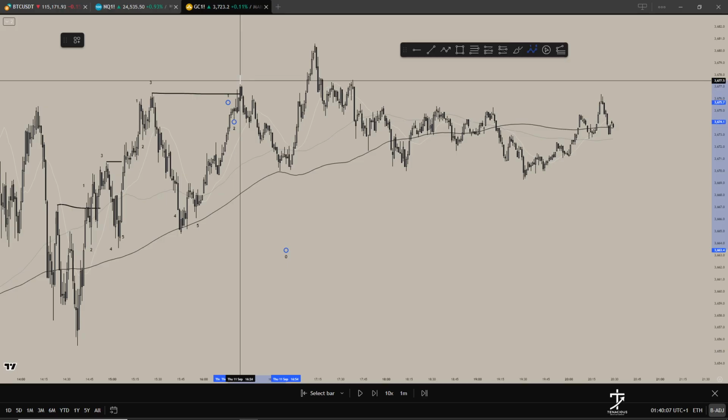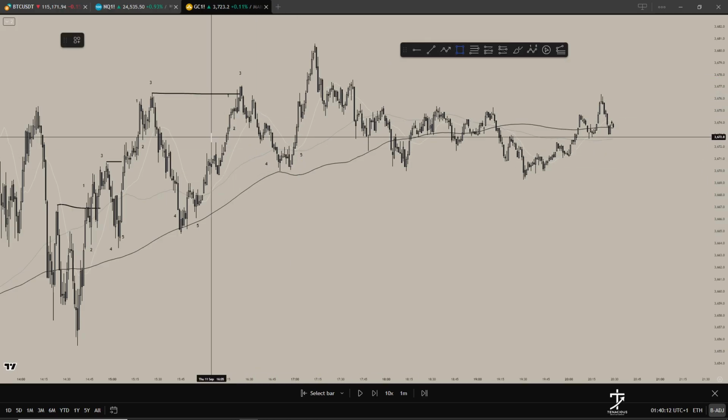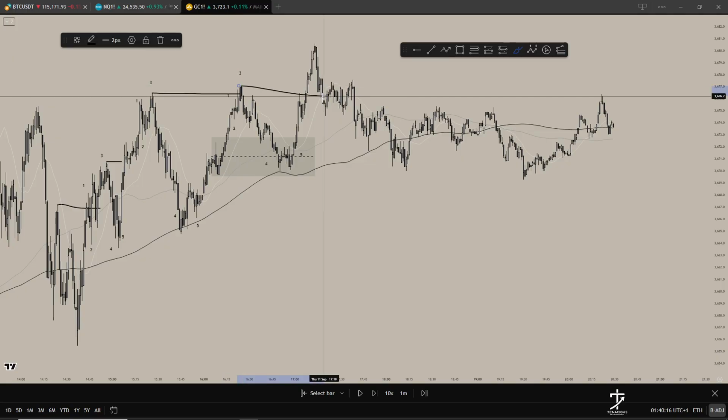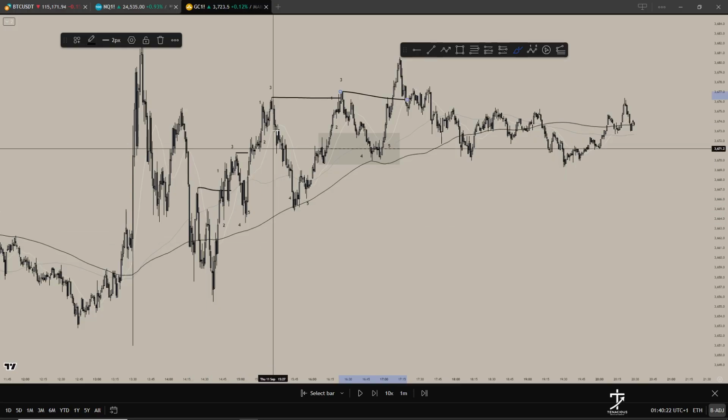So 1, 2, 3, 4, 5. Ended up tapping this area here, and then what's happened again? We've taken out this high, and that's when price starts to reverse. But there are one, two, 3 attempts taking an internal structure based on the 1 minute time frame. But then again, if you are just using a 1 minute time frame, then this is completely fine.